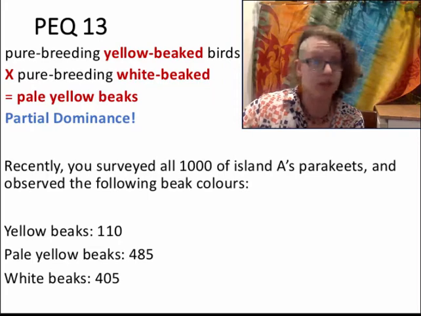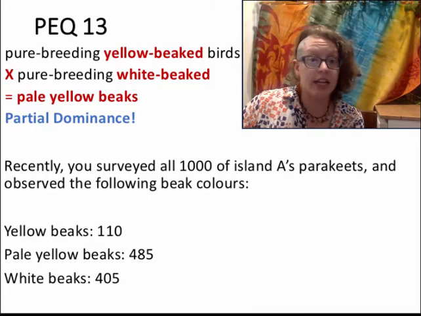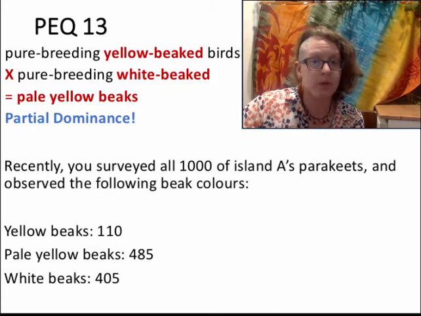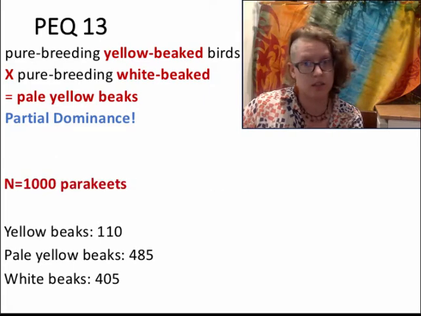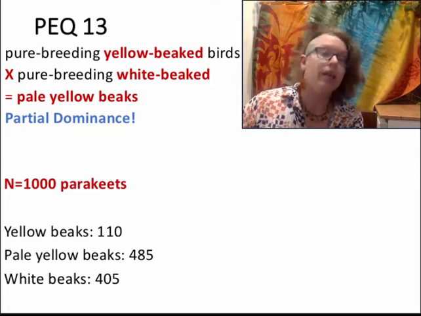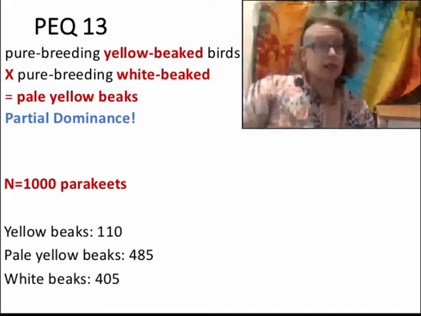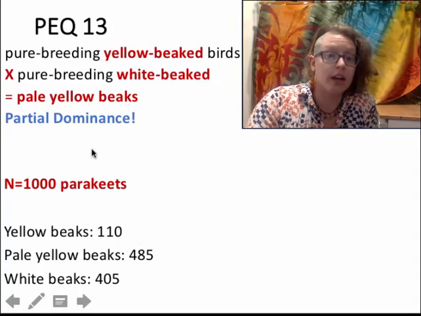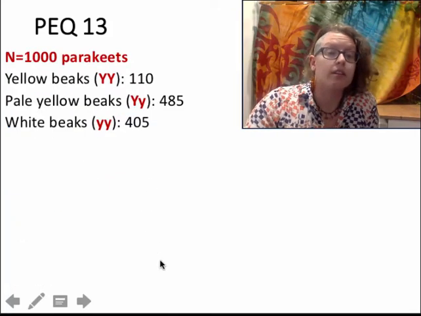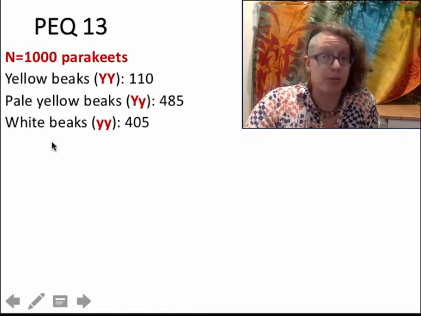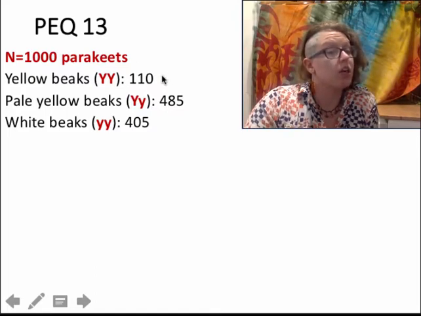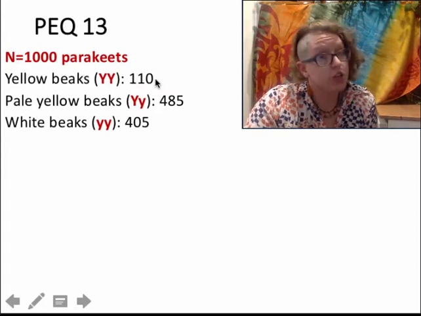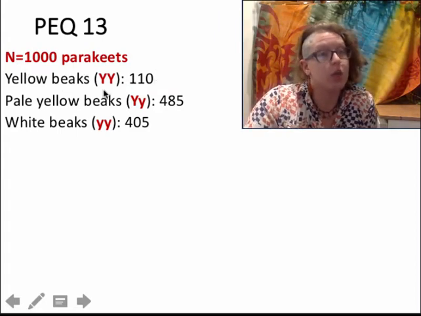Okay, next part. You surveyed 1,000 of Island A's parakeets, and this is what you saw. Okay, that sentence means this, right? So if we smoosh this all together, we're taking this partial dominance outcome that we're aware of, we're applying it to this knowledge here, we get this. Now we know the genotypes of these 3 phenotypes. And we know the number of individuals out of 1,000 that has each genotype, because we know that it's partial dominant.